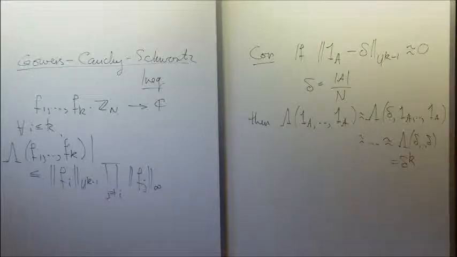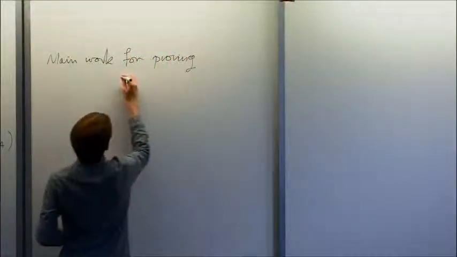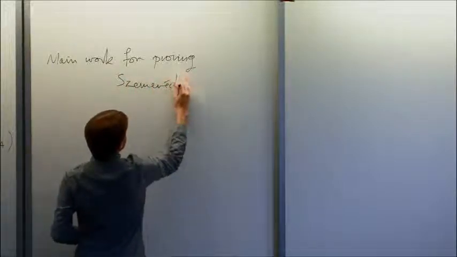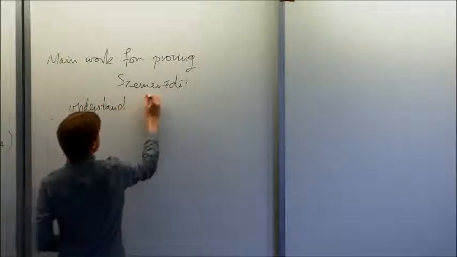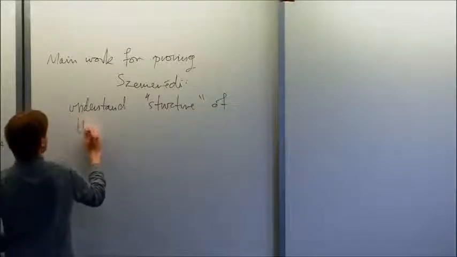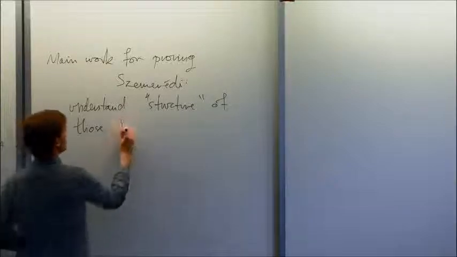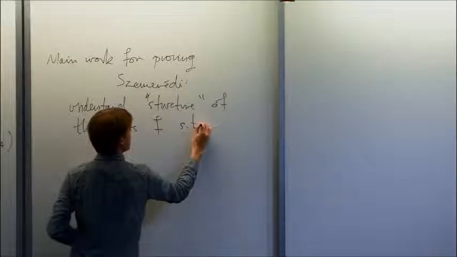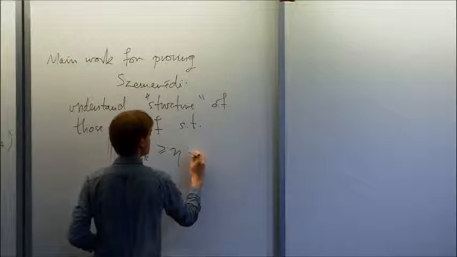So, just write something. The main work for proving Szemerédi's theorem is to understand the structure, whatever it means, of those sets. Well, I really care about those sets, but in general it makes sense to study the larger class of functions, those functions f such that this Gowers uniformity norm is not too small. So it's bigger than some threshold that you chose, say eta.